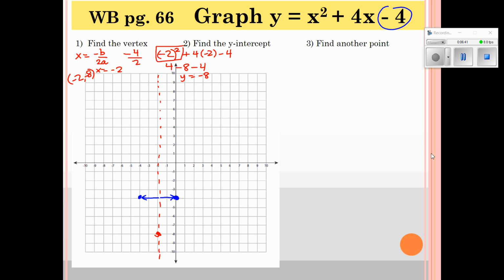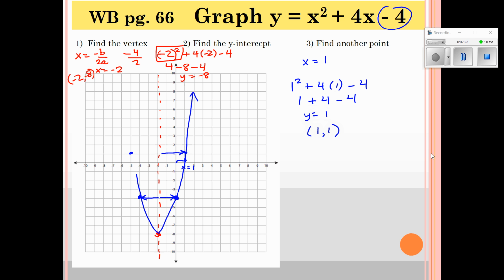Now to pick one more point, I always look here and say, okay, here the x was 0. So let's go one wider and say that x is equal to 1. If x is equal to 1, let's plug that into the equation. 1 squared plus 4 times 1 minus 4 is going to give us 1 plus 4 minus 4, which of course is simply 1. So we have another point now. We know y is equal to 1, x was equal to 1, so our next point is 1, 1. So we can graph 1, 1. It is 3 to the right, so we can reflect it 3 to the left. And now we can graph our parabola.